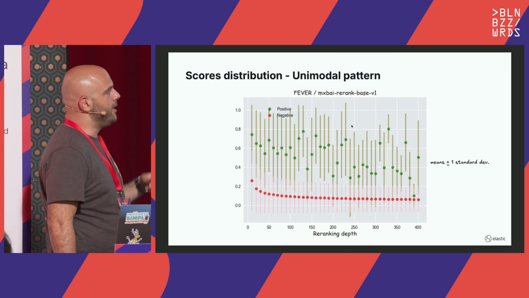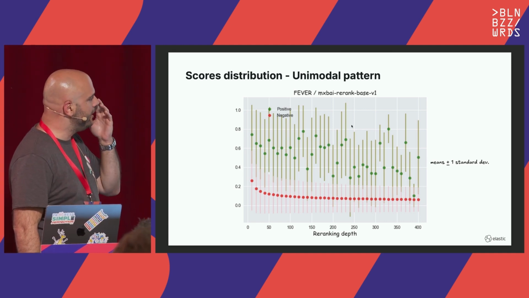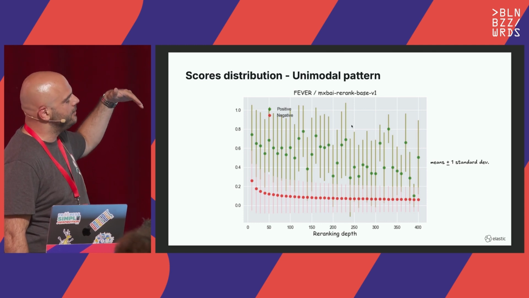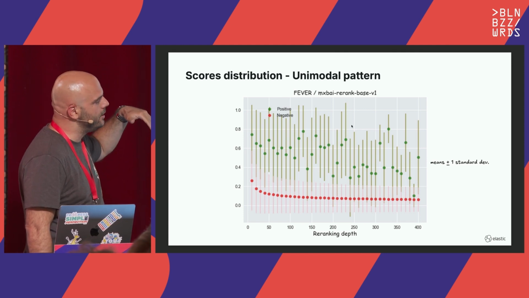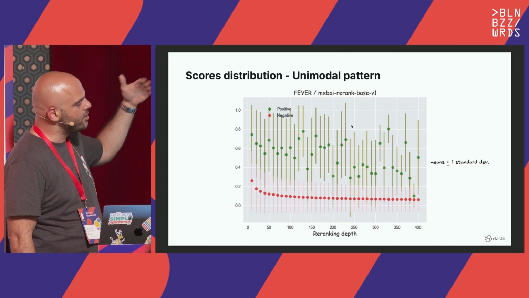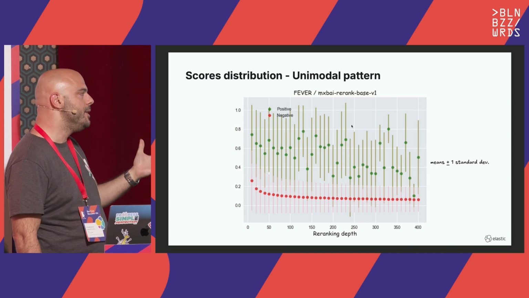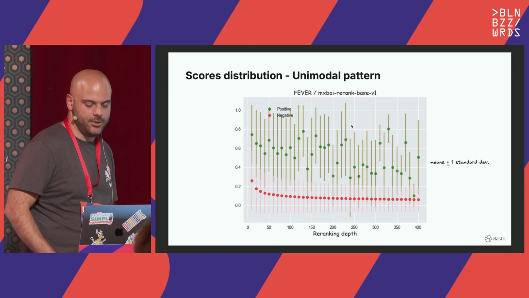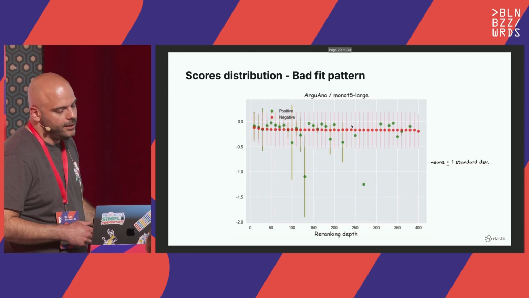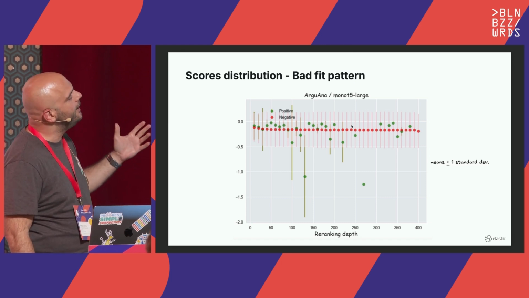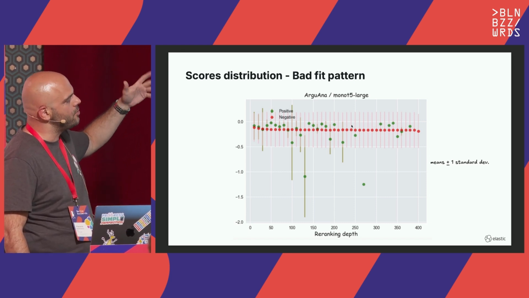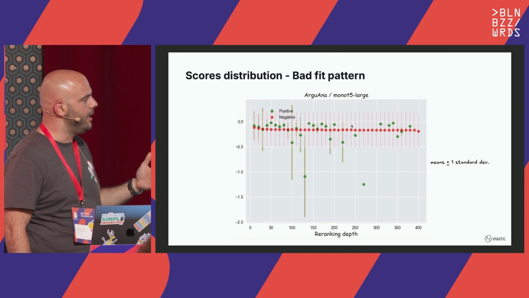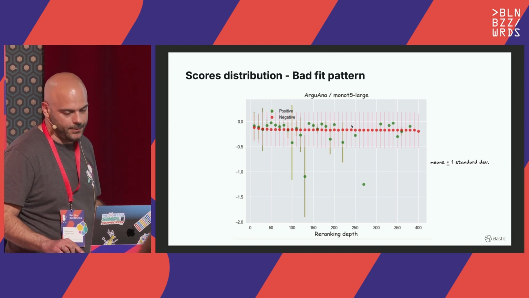If we do the same for the unimodal pattern, which is another case here, we start to see an overlap between the positive and the negative scores. And this gets worse as we increase the ranking depth, which from that perspective explains why we see the performance degradation. And the last one is the bad fit pattern. As you can see here, the scores for the positive documents are kind of all over the place, which explains why we see this really bad behavior in certain cases.